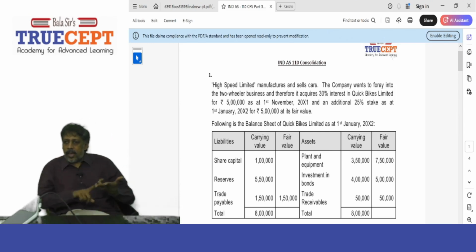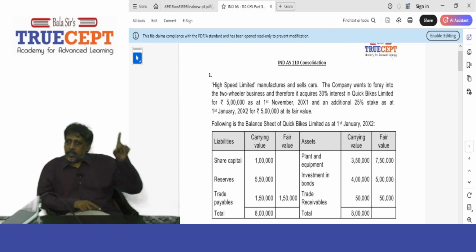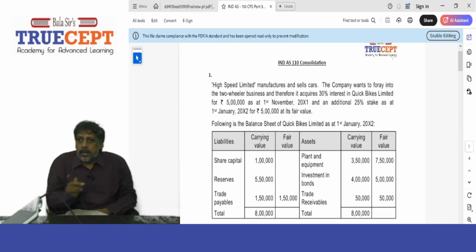5 lakh divided by 25 into 30. How much? 6 lakh. Exactly. Now you can say that the fair value of the previously held equity interest is 6 lakh. And 5 lakh is the consideration I paid now. Basically, in para 32A, what is subdivision 1? 5 lakh rupees, what I paid on 1st Jan 20x2. And what is subdivision 3? 6 lakh, the fair value of the previously held equity interest.